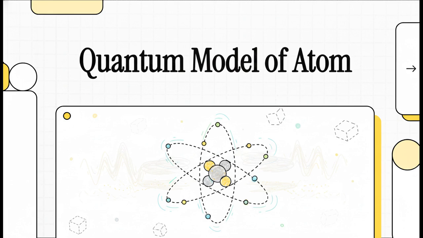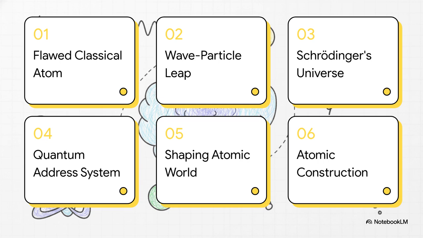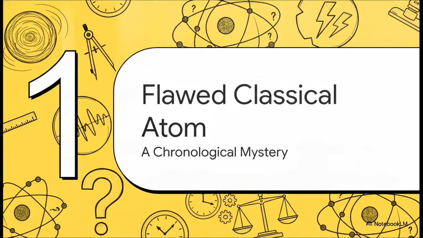Let's get into it. Here's our roadmap for today. We'll be hitting the flawed classical atom, the wave-particle quantum leap, Schrödinger's probable universe, the quantum address system, shaping the atomic world, and finally, the rules of atomic construction. All right, kicking things off with Section 1, the flawed classical atom, a chronological mystery.